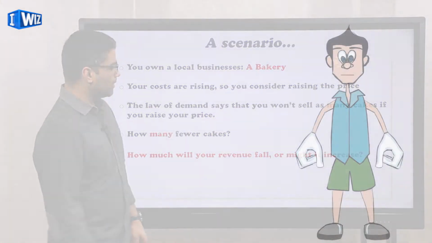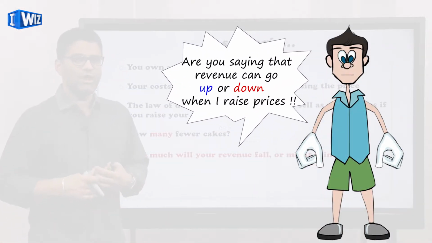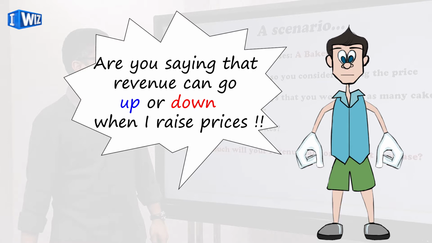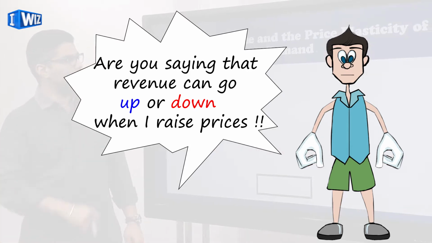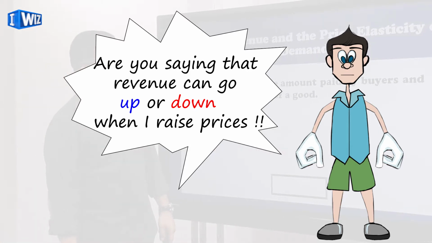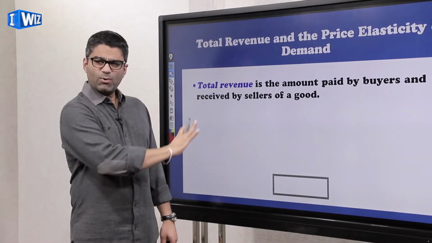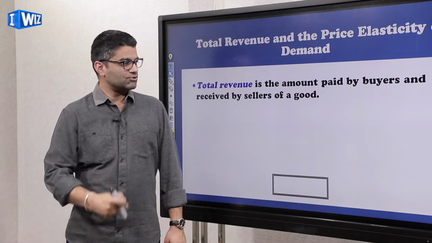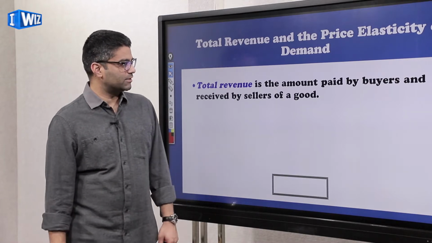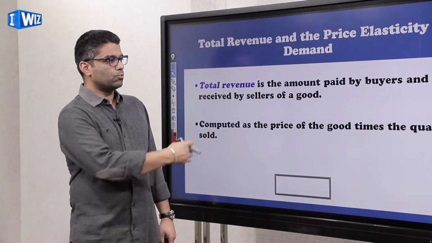Now what we're going to talk about in this video is how does that change your revenue, right? So first let's define what revenue is and then we'll get to answering that question. So total revenue is the amount paid by buyers, that's us, consumers, to sellers. We haven't talked too much about sellers. That's going to be the next chapter. We're going to talk a lot about sellers in the next chapter based on what they sell, right?